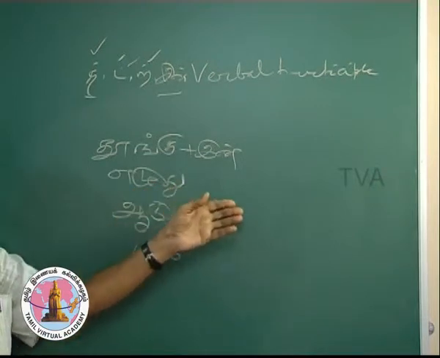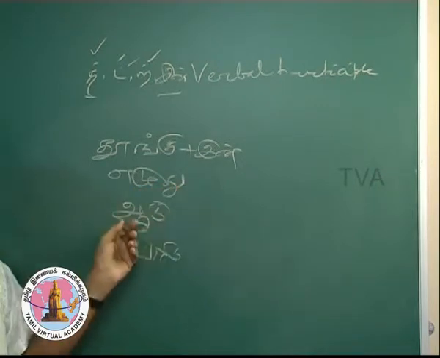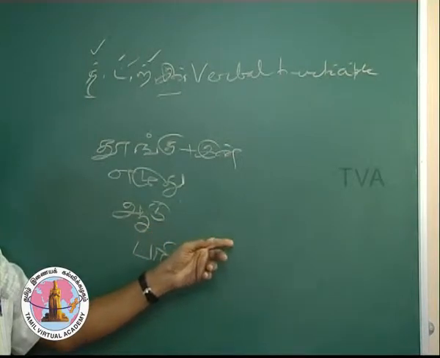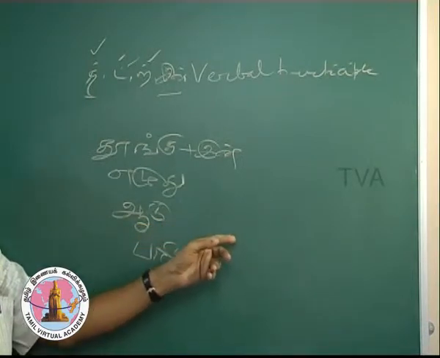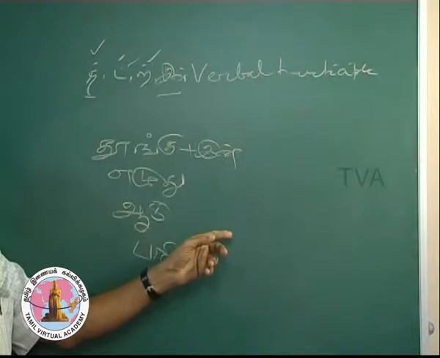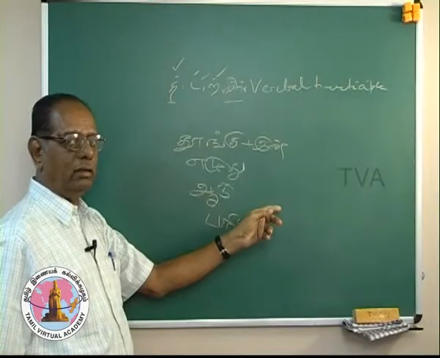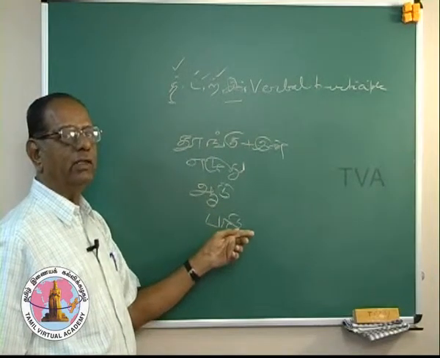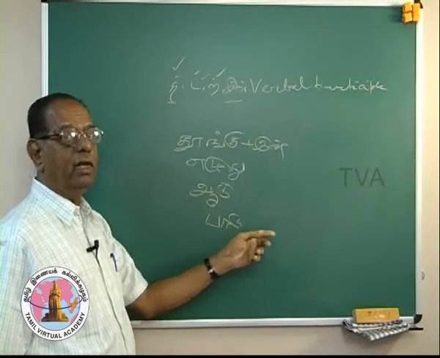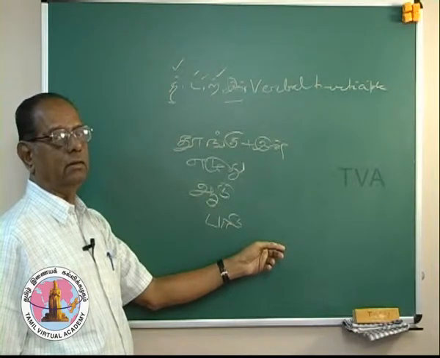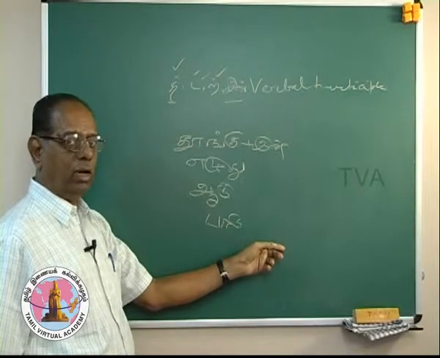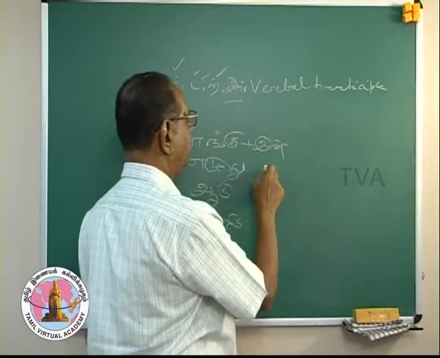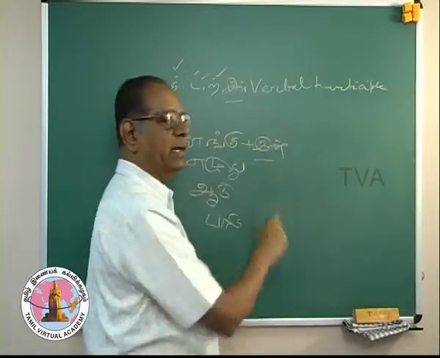எழுது plus in plus ஆன், எழுதினான். ஆடு plus in plus அ, ஆடின. That is third person, plural, neutral gender. பாடு plus in plus ஆர்கள், பாடினார்கள். Third person, plural, human beings. So, they accept in as the past tense marker.